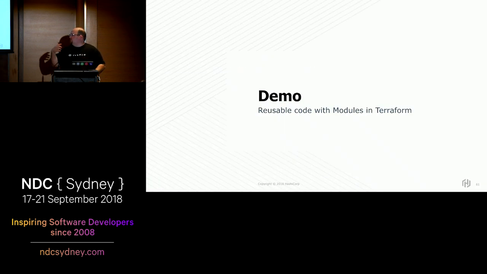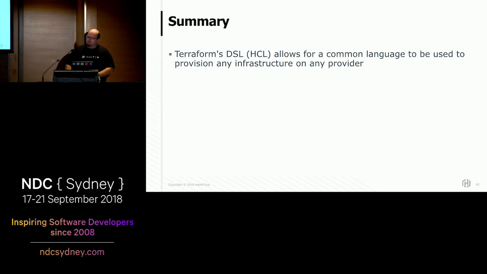So with Terraform modules, as I said, you can specify many places. If you're storing your Terraform modules in a Git repository, you could apply semantic versioning to them. I know a few folks running tests with them as well, so they have acceptance tests for their Terraform modules. They provide them internally and then share them as they need to, which is quite nice. So just to summarize, Terraform's DSL, the HashiCorp configuration language, allows for a common language to be used to provision any infrastructure on just about any provider.